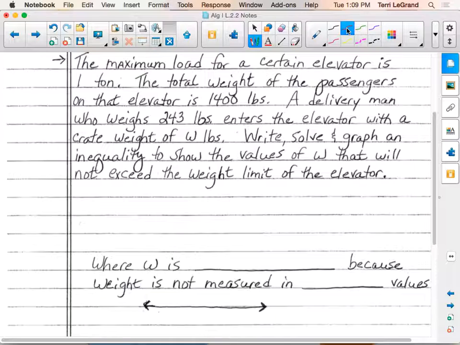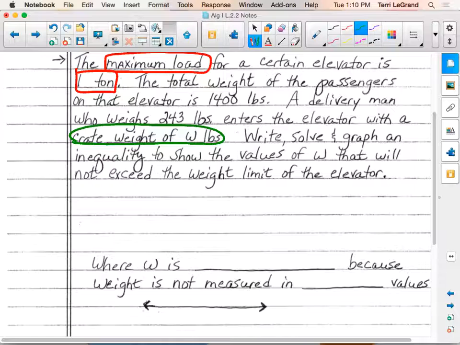Okay, so what's some important information in this? Maddie? The maximum load is 1 ton. Maximum load 1 ton, okay. Some other important information in this. Anything that you think might be useful? Rachel? The crate weight of W. Crate weight of W pounds. Oh, look at that. They already tell us what the variable is going to be, so we're going to write this down. W is the crate weight. Because we always have to describe the variable that is in our setup. Well, they already took care of that for us.